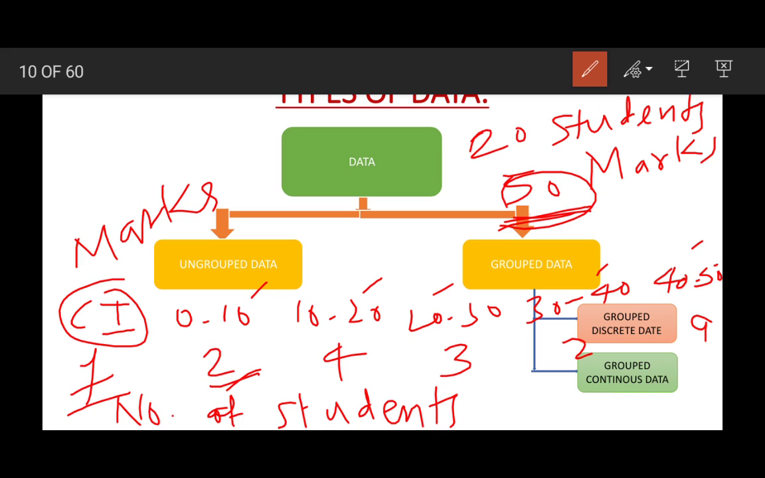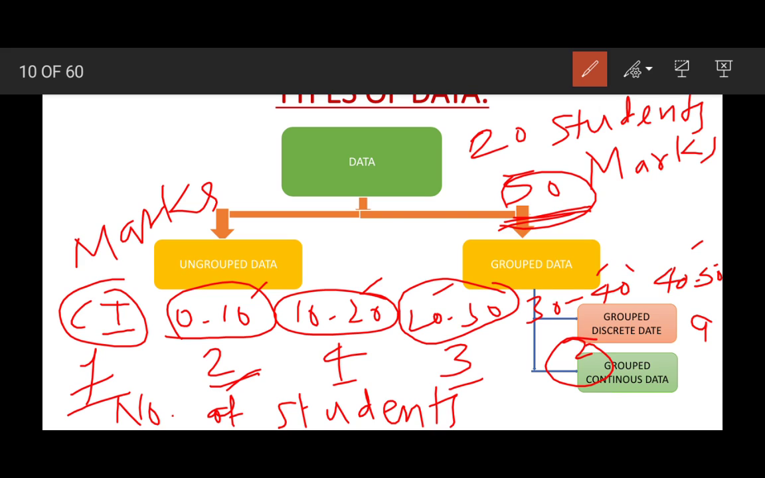So 2 students got marks between 0 to 10. Then 4 students got marks between 10 to 20. There are 3 students who got marks between 20 to 30. There are 2 students who got marks between 30 to 40. And there are 9 students who got marks between 40 to 50.